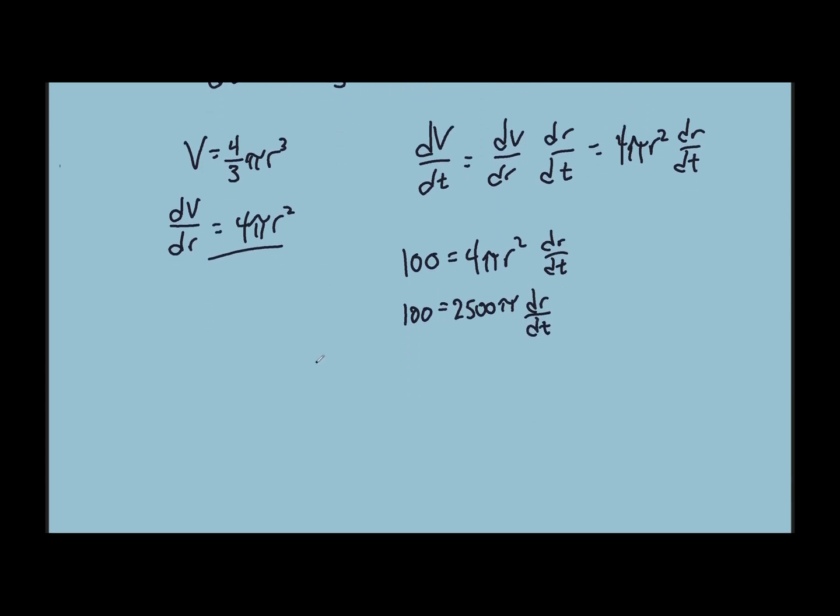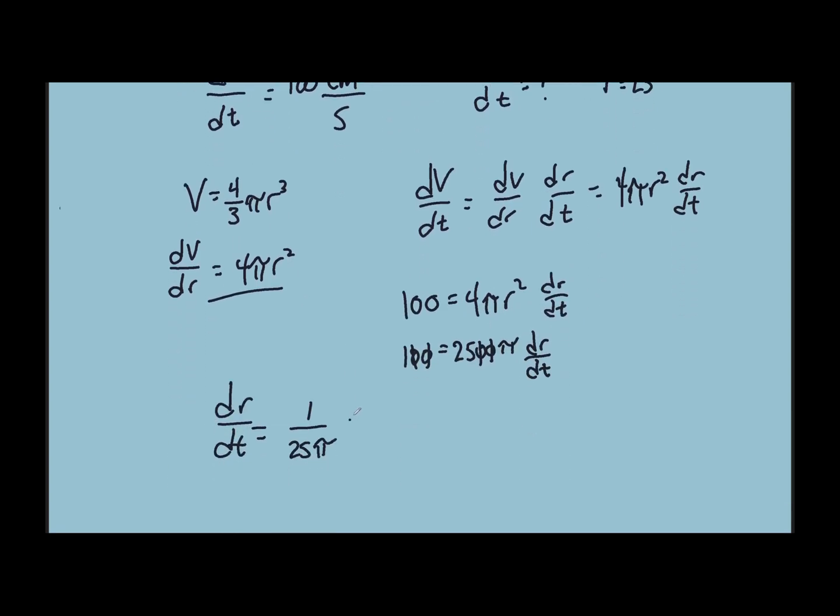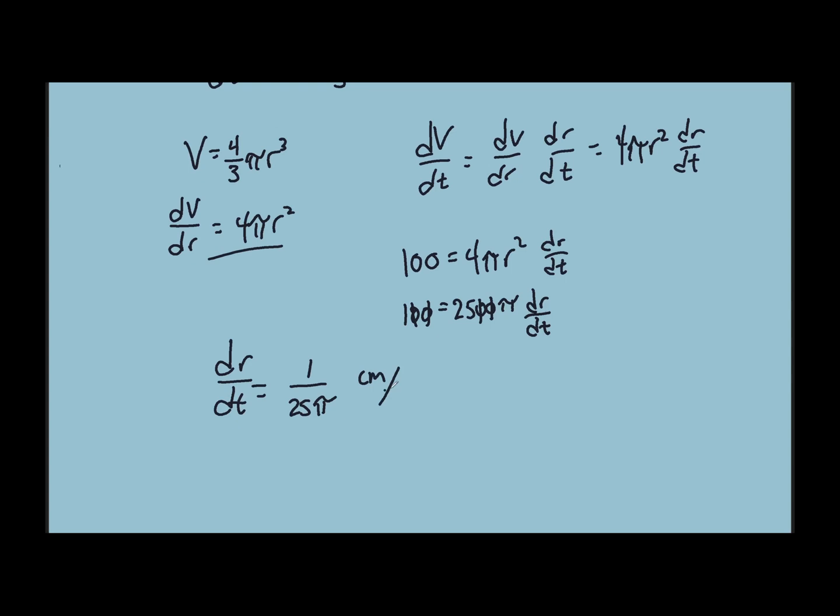And we would just take 100 and divide by that, or we could just cross this off like this. And we would say dr dt equals 1 over 25 pi. And then can you tell me the unit? Because it kind of matters, doesn't it? Well, what was r? What was it measured in? Centimeters per second, because we're changing time. So this would be the answer for this.